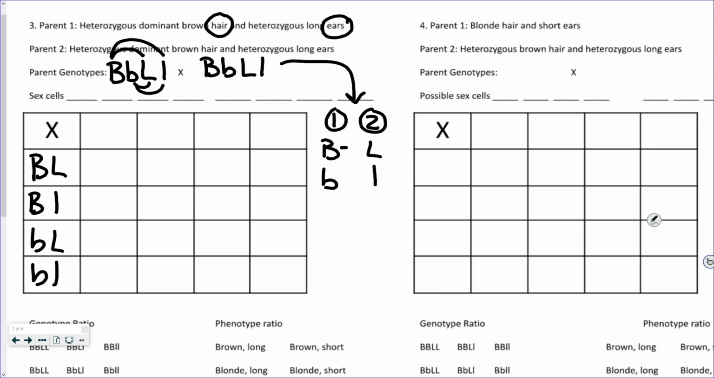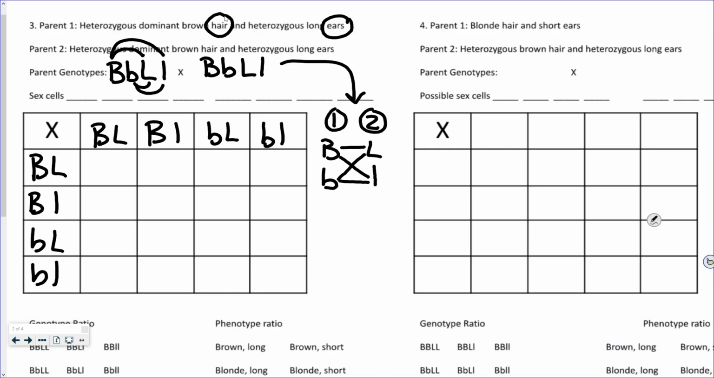this first capital B, it could pair up with that capital L, giving you capital B, capital L. Or if parent 1 or parent 2 gives this capital B, it could pair up with that lowercase l, giving you capital B, lowercase l. The lowercase b could be donated as well, and that could pair up with that capital L, or the lowercase b could pair up with that lowercase l, and there's all 4 of your possible combinations.